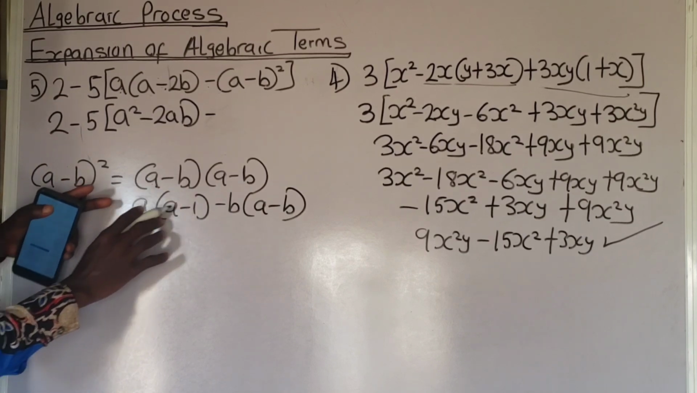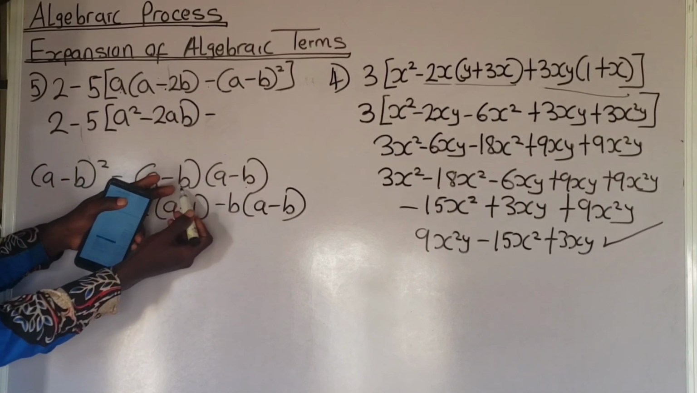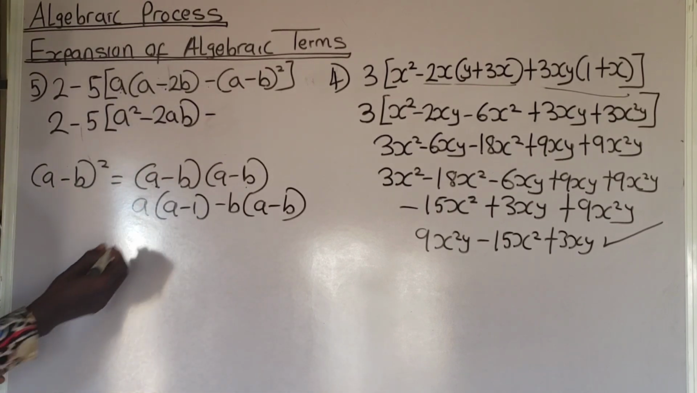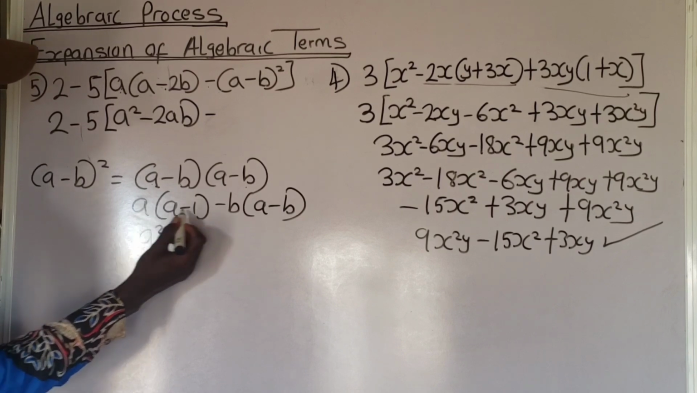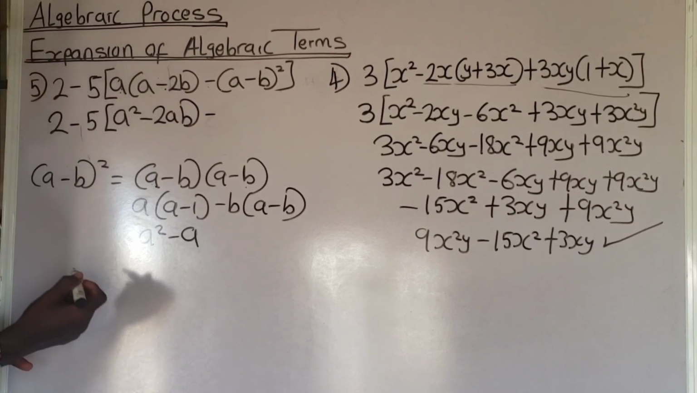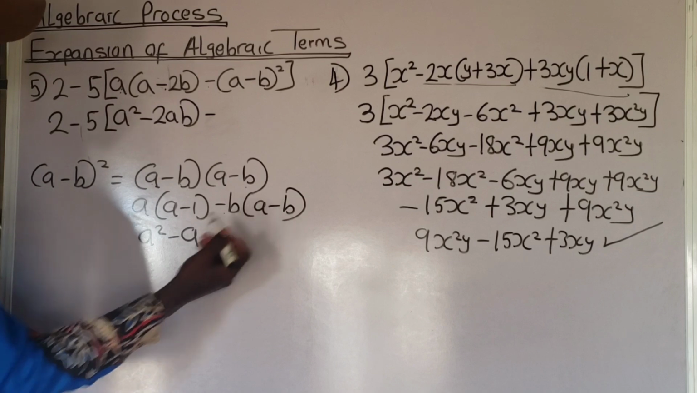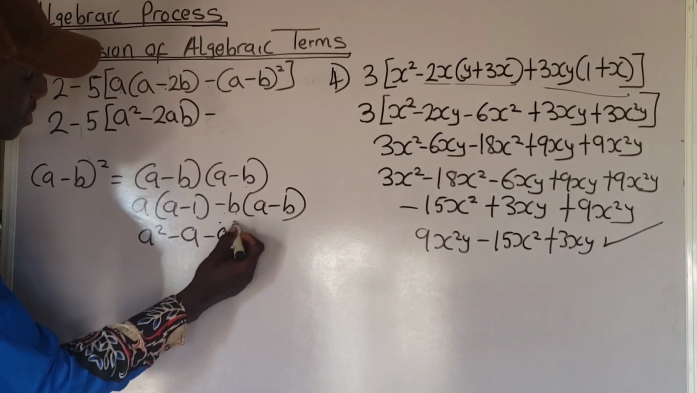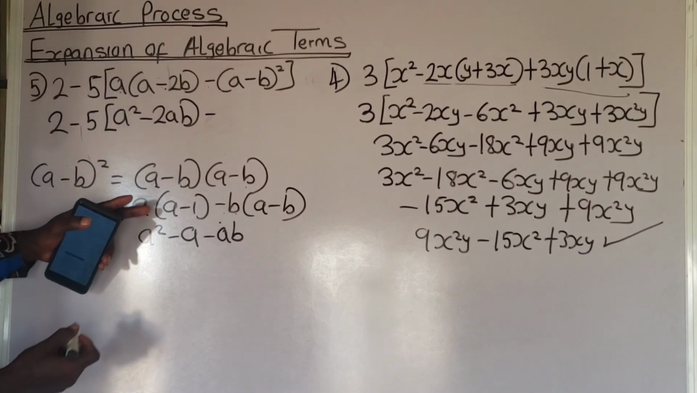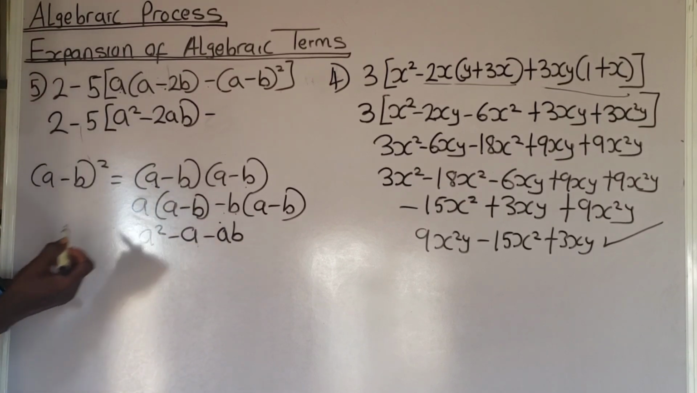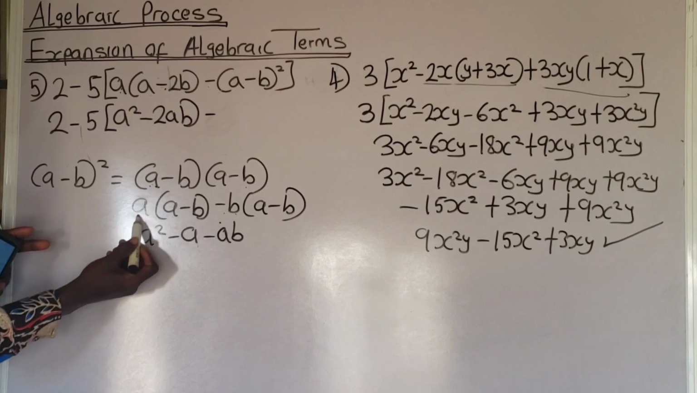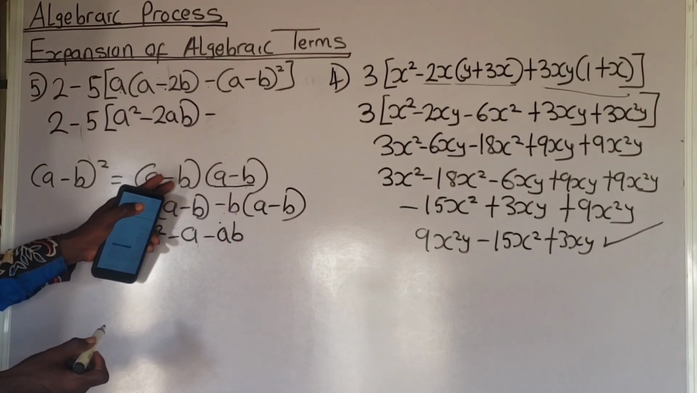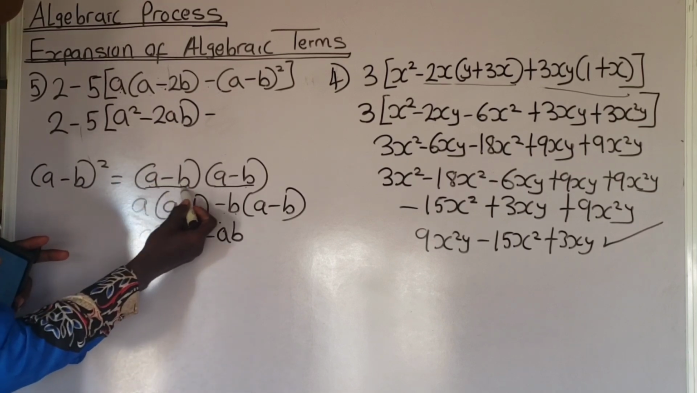I have a multiplied by all the terms in this bracket, and negative b multiplied by all the terms in the first bracket. So for this, I'm going to have a times a is what? A squared. A times negative 1, that is negative a. Sorry, something is wrong. This should be a minus b. The first term, which is a, we multiply by all the terms in the second bracket. And the second term, which is negative b, we multiply by all the terms in the first bracket. That's why I have this.